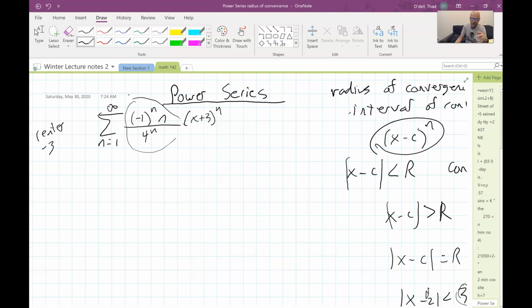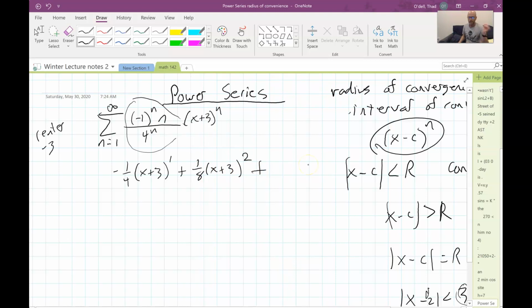So if we actually were to figure this out, this would be a big polynomial, right? Because I plug in 1 for n. If you plug in 1 for n, you get -1/4 times x plus 3 to the first, right? If you plug in 2 for n, you would get 2 over 16, which would be 1/8 times x plus 3 squared. And you can see we could just keep doing that. You create a polynomial with an infinite number of terms.